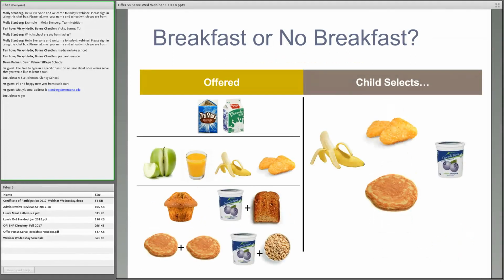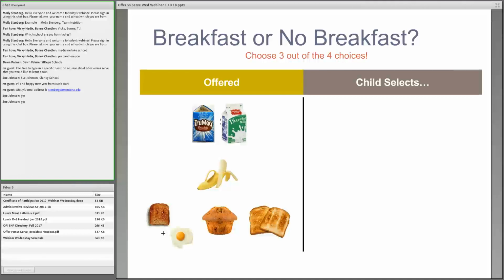So if this is our next breakfast menu, and we have offered all of those things on the left, and the child selects a banana, a hash brown patty, a yogurt, and a grain, is that reimbursable? They have their fruit, vegetable, 1 grain, and 1 yogurt, which would count as another item. Yes, it is.